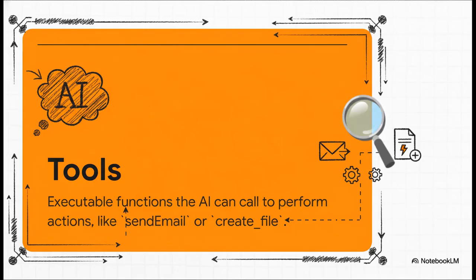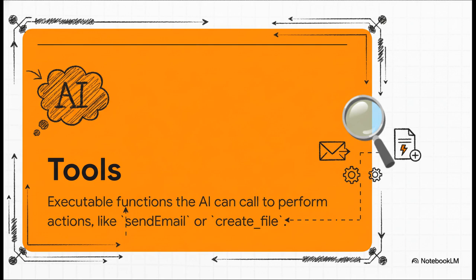So what's actually on this menu? Well, MCP breaks it down into three basic types of things, or primitives. The first one is tools. You can think of these as the verbs, the action items on the menu. Things like send an email, create a file, or update a database. These are actions that have consequences.